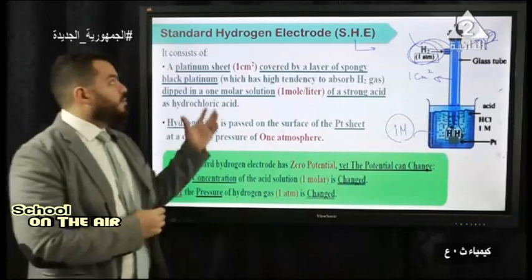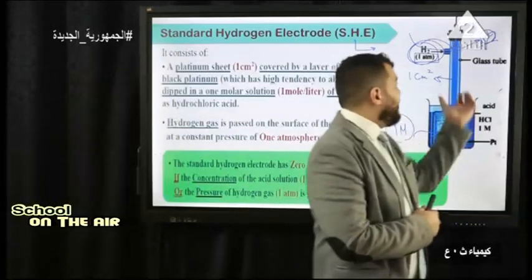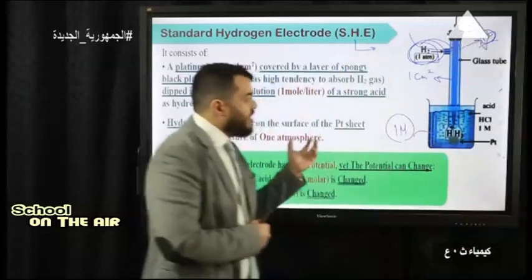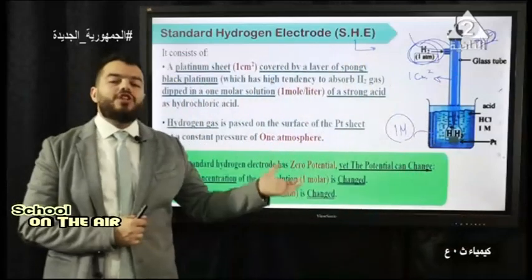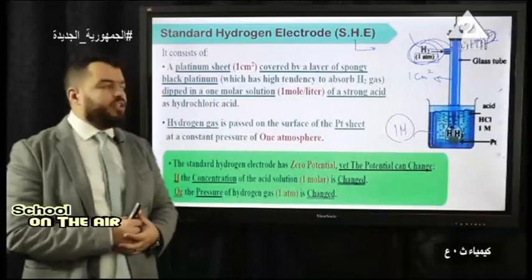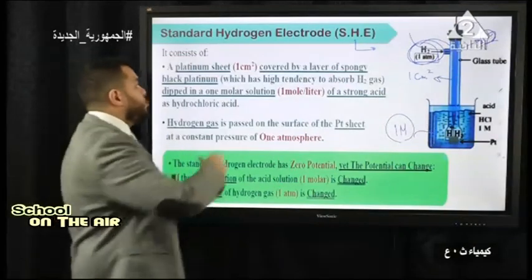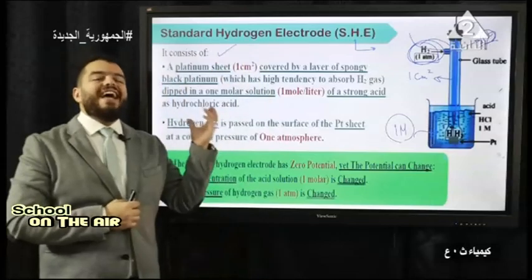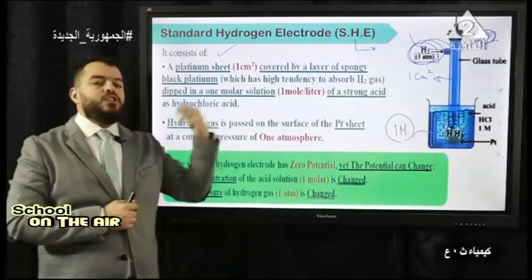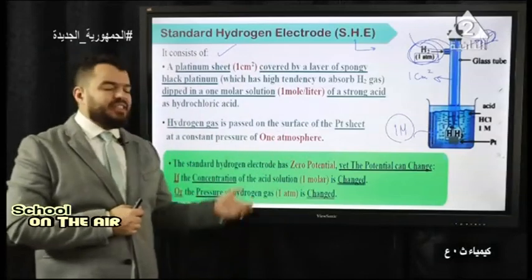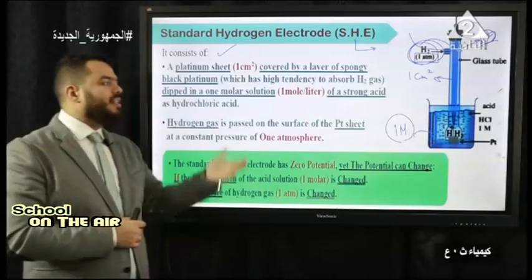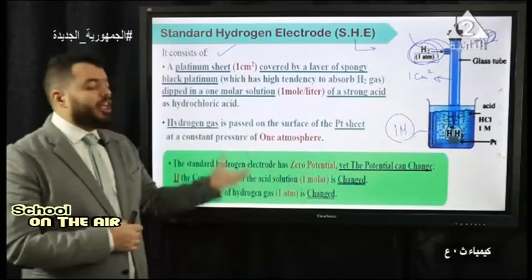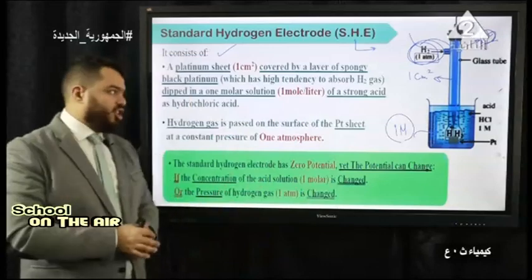So if you make a difference in the pressure or in the concentration, the potential, which is 0 for the standard hydrogen electrode, will also be changed. Okay, so you have to know what the standard hydrogen electrode is, to make a galvanic cell with the unknown electrode potential and measure the difference between them. Knowing that the standard hydrogen electrode equals 0, the measured potential is the unknown potential.